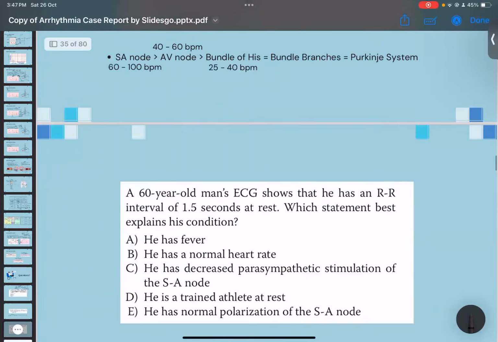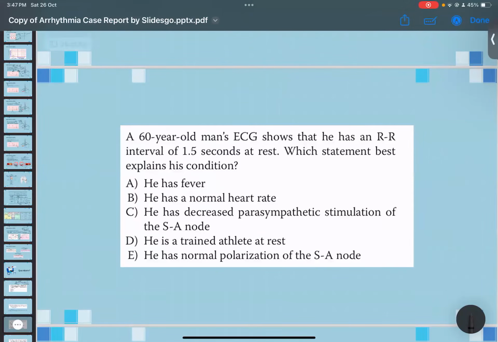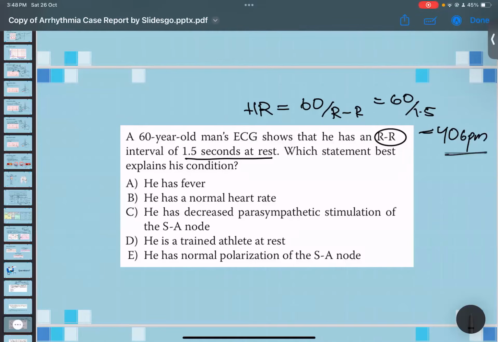The answer is B. Now, a 60-year-old man's ECG shows an RR interval of 1.5 seconds at rest. What statement best explains this condition? We've been given an RR interval, so let's calculate the heart rate: 60 divided by the RR interval, 60 divided by 1.5. I'm going to use my calculator because I'm genuinely that weak at math. That's 40 beats per minute. Now 40 beats per minute is not technically a normal rate. Usually your normal rate has to be between 60 to 100 beats per minute.